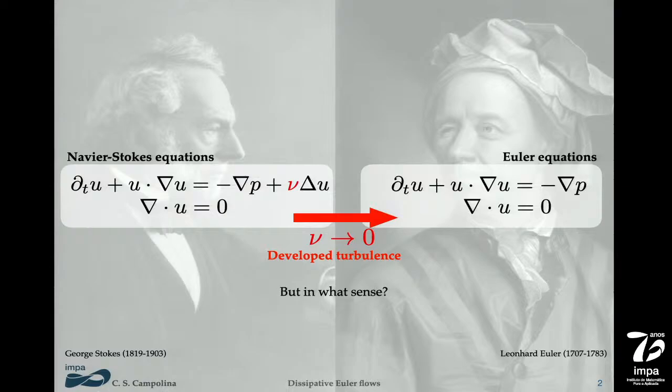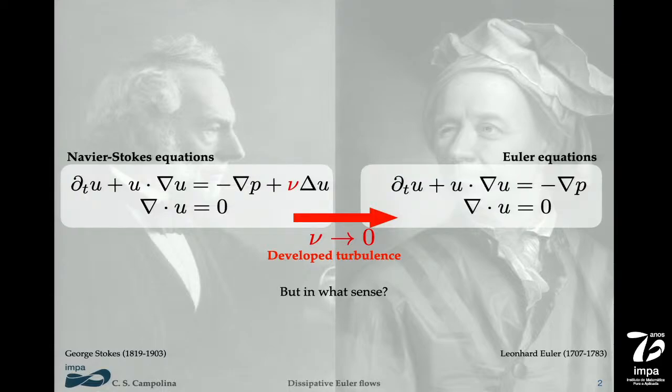But of course, in what sense? And this is the core of the course. Because we have the Navier-Stokes equations for finite viscosity, and we have the Euler equations with no viscosity at all. But what is the meaning of the solutions? And this is the object of the course: to give sense to the solutions to these equations in such a way that they represent the turbulence phenomenon. Okay.